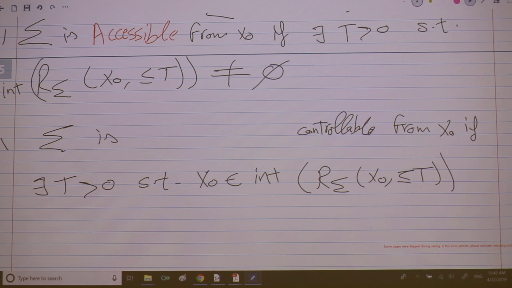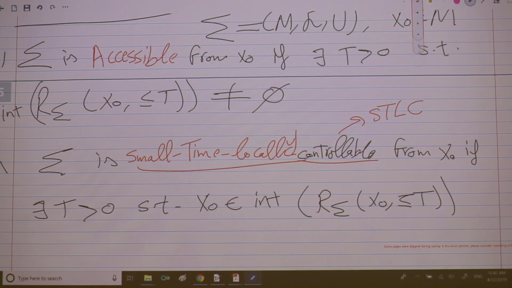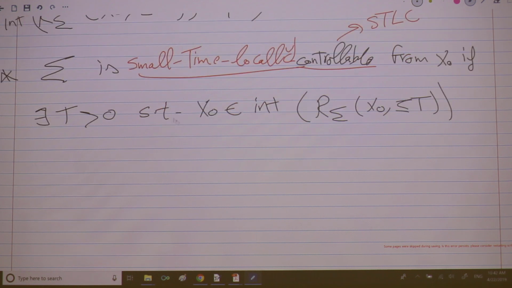This property, we call it more than controllability. Actually, you call it small time locally controllable, and we give it the abbreviation STLC from X naught. We'll see why it's different from controllability in a minute. So this is one definition, this is another definition for small time locally controllable.